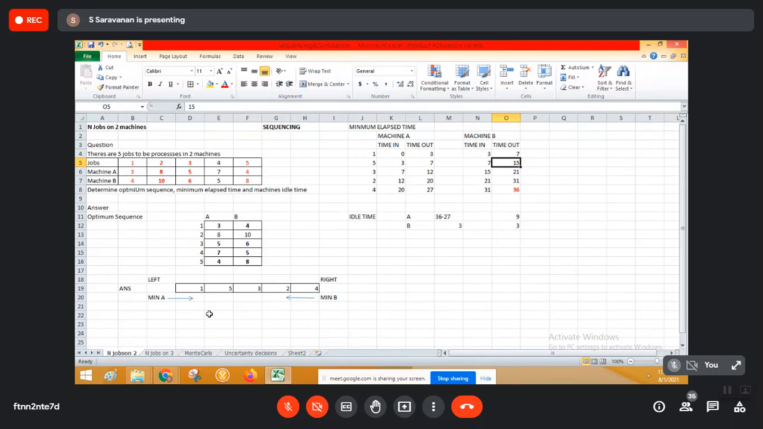Yes, sir. The 3 machine problem, I'll try to explain at a comparatively slower pace. As of this problem, the machine elapsed time is 36, and the idle time of machine A and machine B is 9 and 3 respectively. I think I can explain the second problem a lot, because 3 machine problems are something that you will be having in your exams, I would consider.